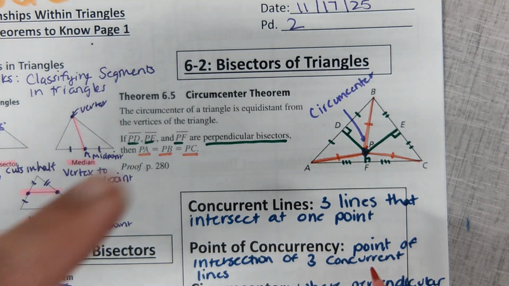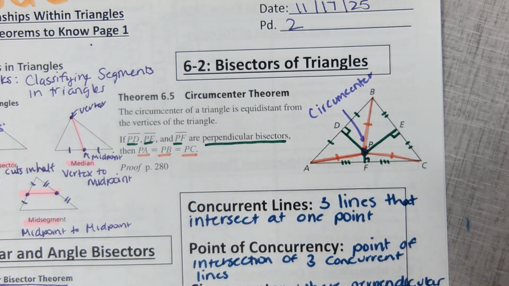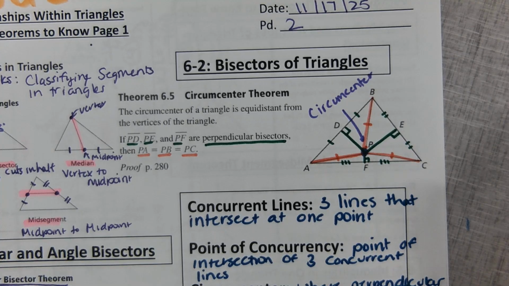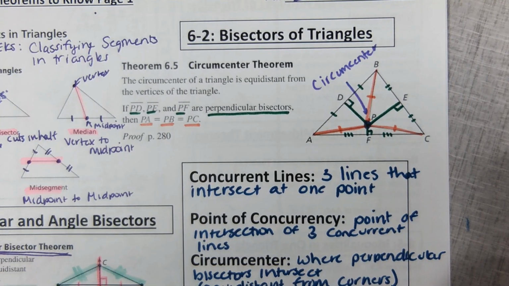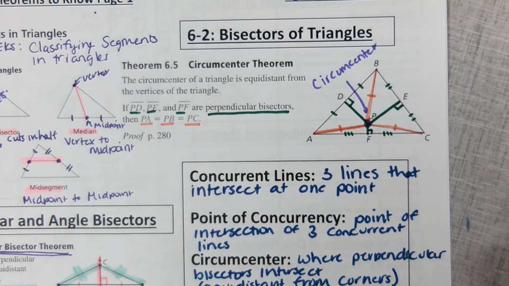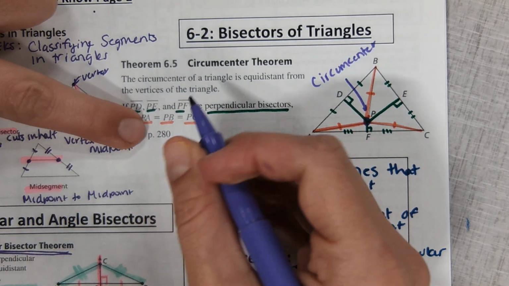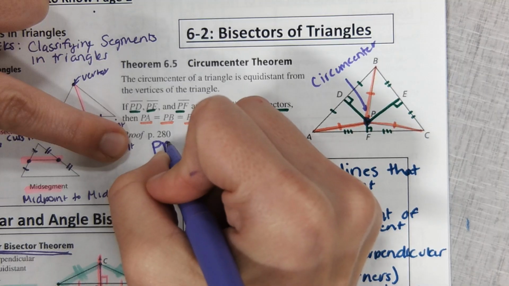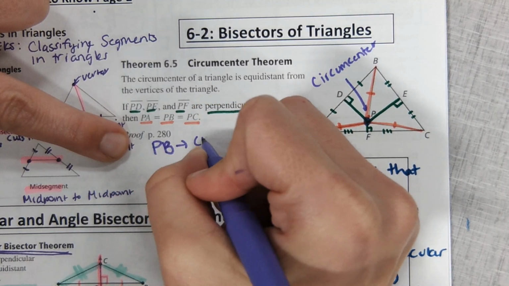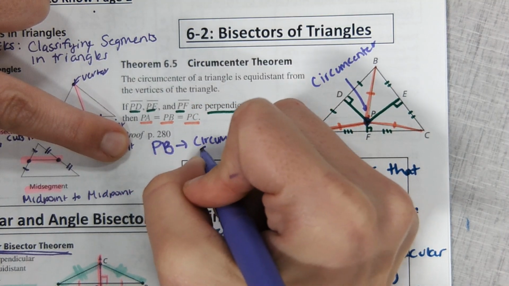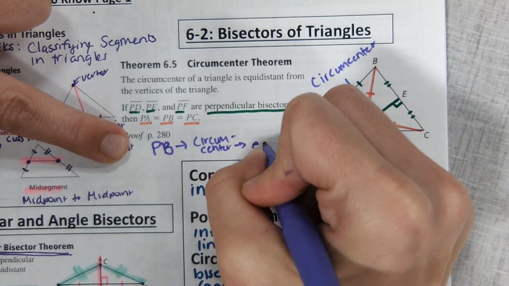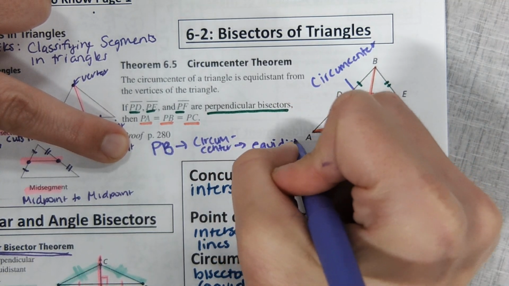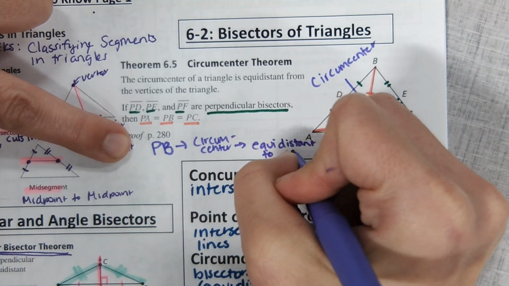But in order to find the circumcenter, you have to use perpendicular bisectors. So that's why the vocabulary yesterday was so important, because we're using it a lot. Okay, so perpendicular bisectors intersect at the circumcenter. Here we can write this down. Perpendicular bisectors intersect at the circumcenter. And then that is equidistant to corners.